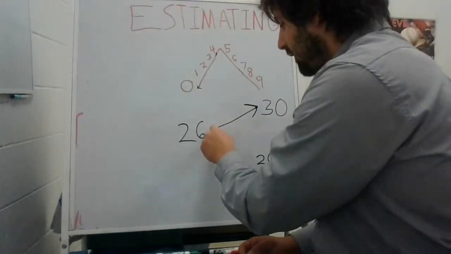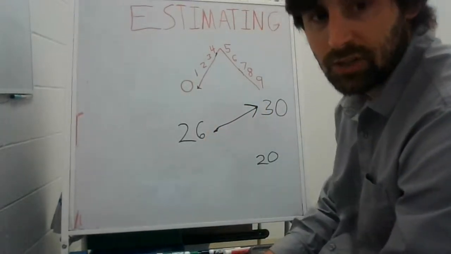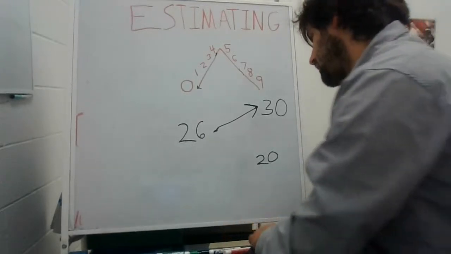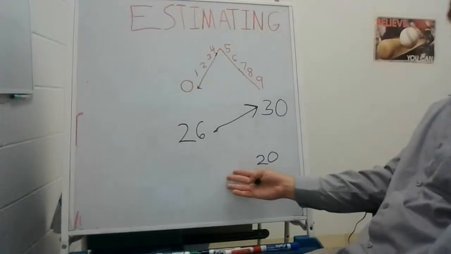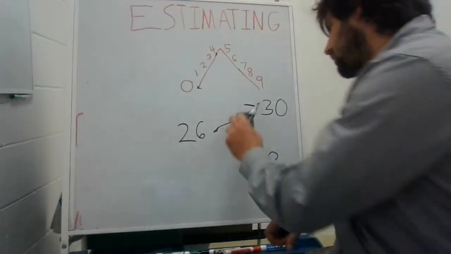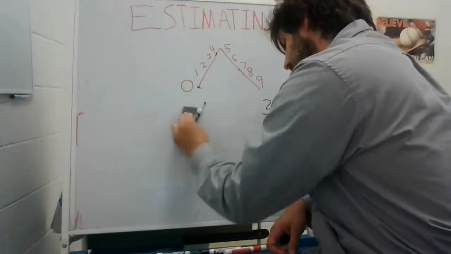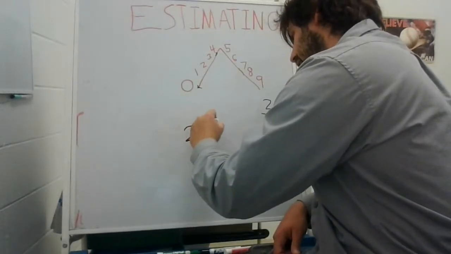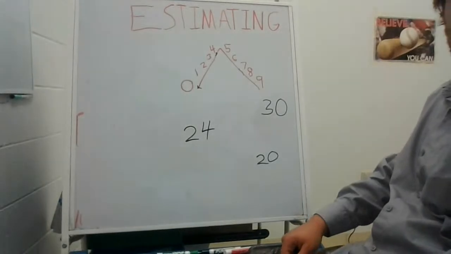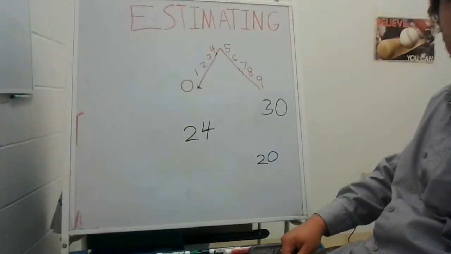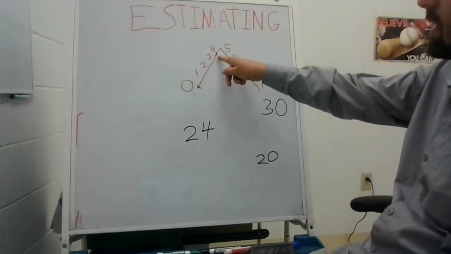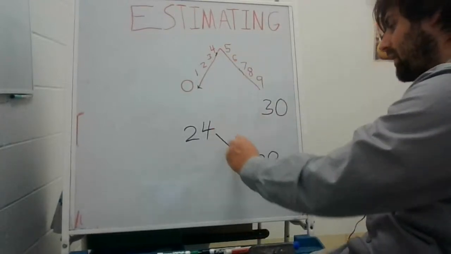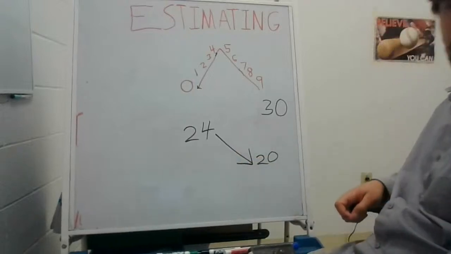Whenever the digit's 5 or more, we will always round up. Whenever the digit is 4 or less, we round down. So 26, I'm going to leave it up there for a second. That gets rounded up to 30. 24. So 24, looking at the digit, 4 or less, we round down. So 24 would round down to 20 if we were rounding to the nearest 10.